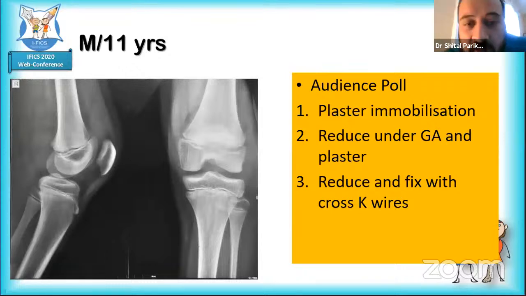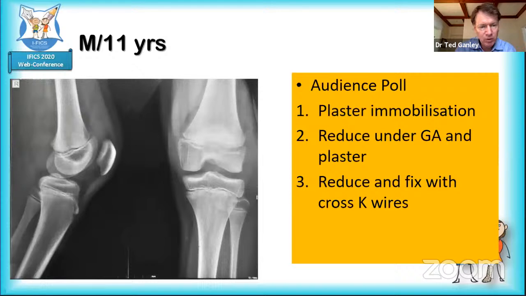Okay, so more than half of the audience would like to treat it with the cast. So if this was displaced and this is the reduction, Thad, would you accept the reduction? I think it's okay. Would you still K-wire it, or would you just treat it with immobilization? I'm not sure if you're allowed, but I'd kind of like some more views.